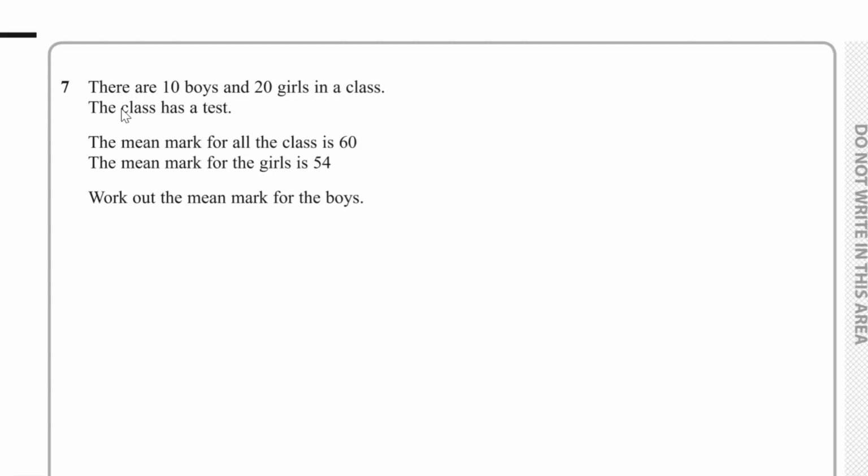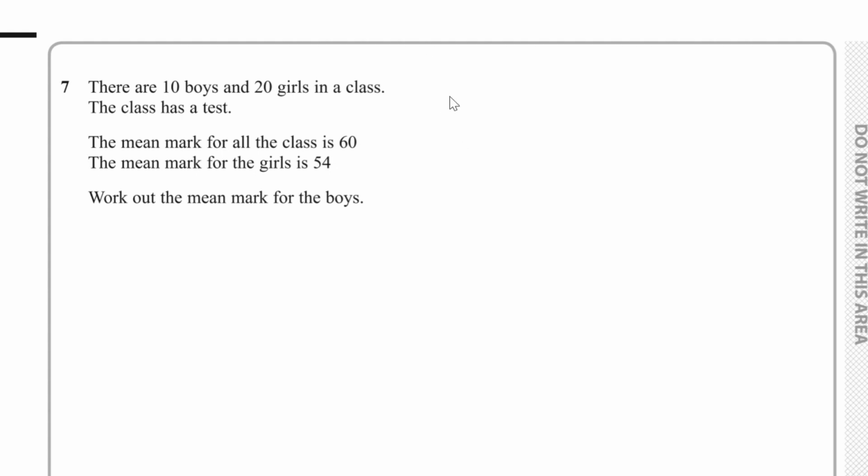Question number 7. There are 10 boys and 20 girls in a class. The class had a test. The mean mark for all the class is 60. The mean mark for the girls is 54. We have to work out the mean mark for the boys.